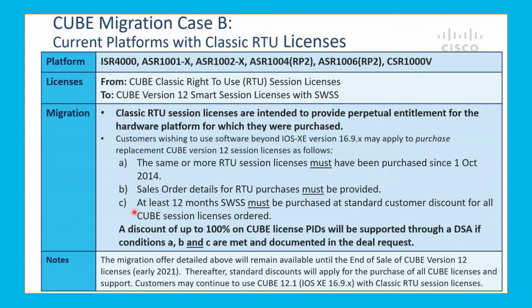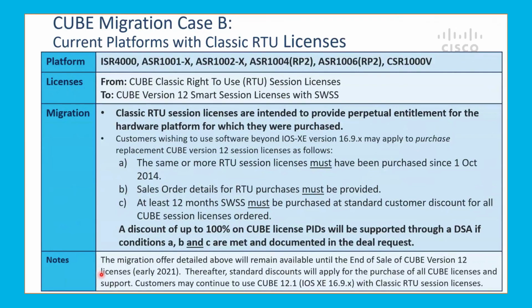And then you need to purchase 12 months of SWSS at standard customer discount for all CUBE session licenses that you want to convert. Once you do that, a discount of up to 100% on CUBE license PIDs will be supported through a DSA if all three conditions over here are met. This one is valid and will remain available until the end of sale of CUBE version 12 licenses, which is scheduled for early 2021.